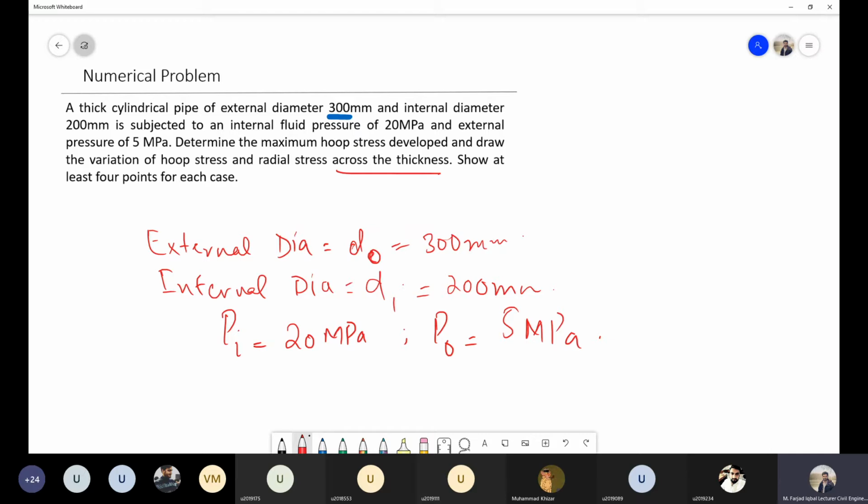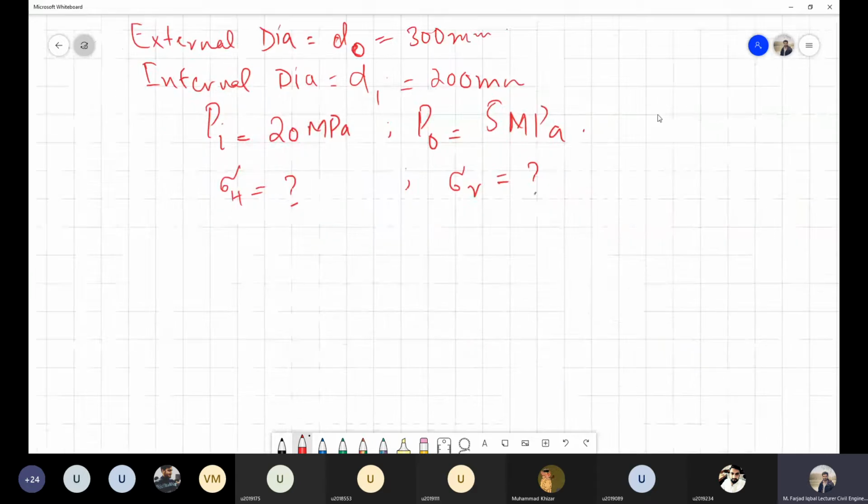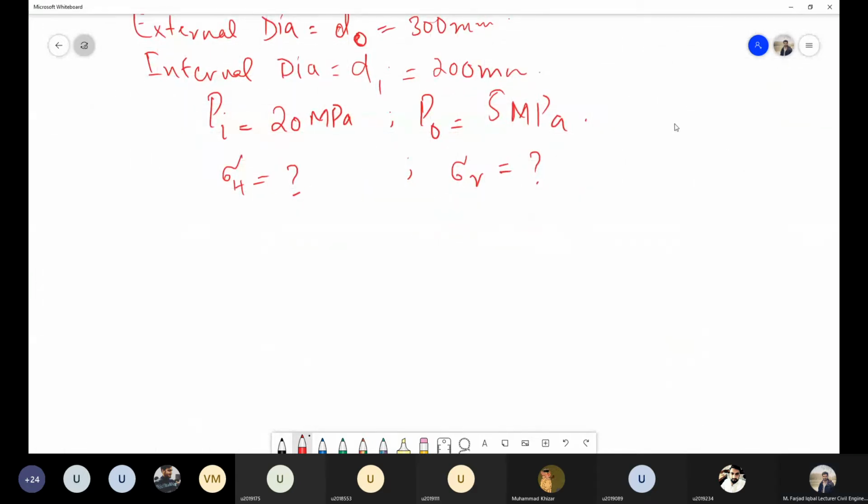The first thing is the hoop stress, and the second thing that we need to figure out is the radial stress. If you remember, we derived a relationship for the hoop stress, that was A plus B over r square. And for radial stress, we had the correlation as A minus B over r square. So can anyone tell me how I can figure out these parameters A and B?